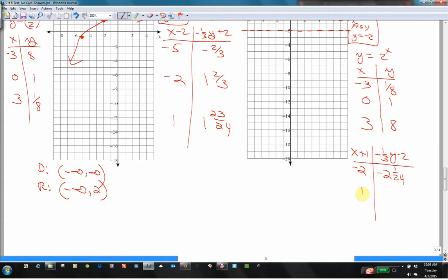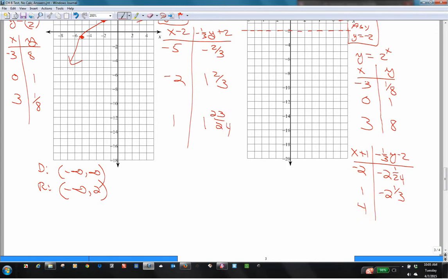1 times a negative 1/3. That's a negative 1/3 minus 2. That's a negative 2 and 1/3. And lastly, I've got 3 plus 1 is 4. And if I put 8 in there, I get a negative 1/24.